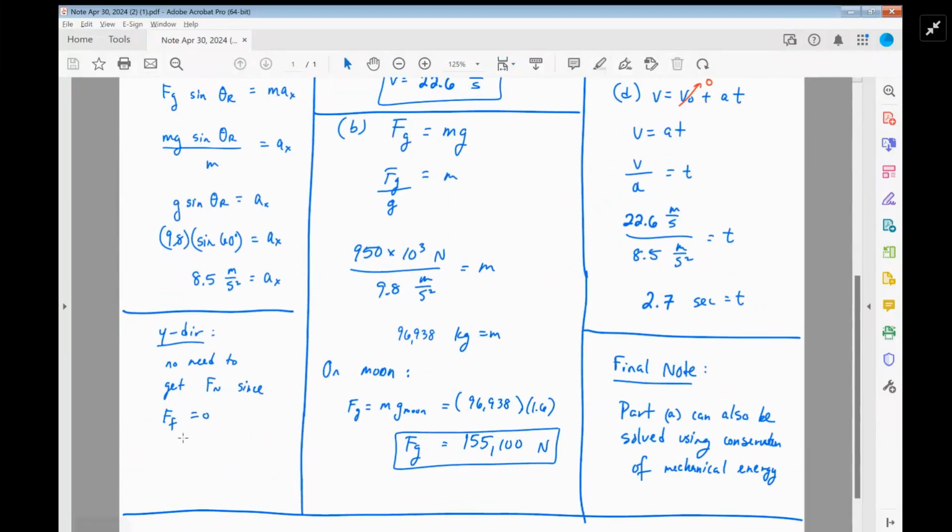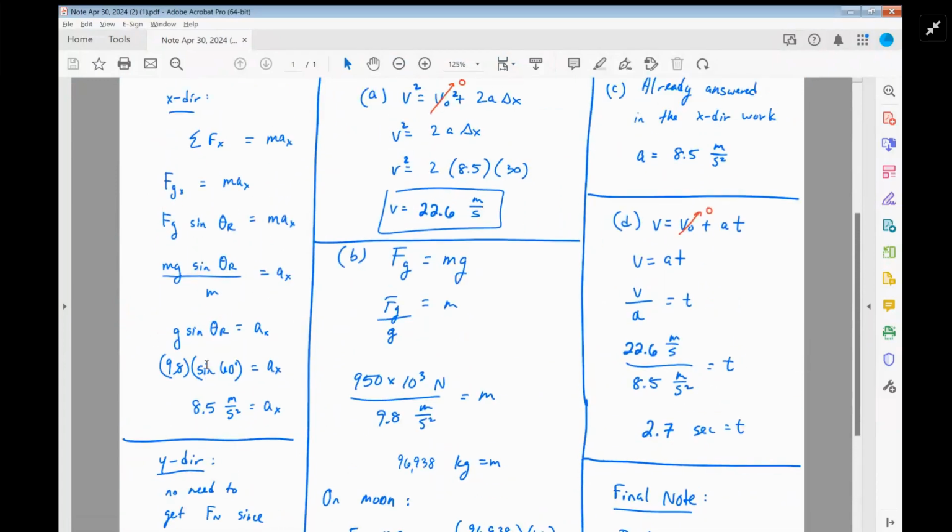The y direction we don't do anything with, because the y direction really only gives us Fn. And with Fn, we can use that to help with Ff. But since Ff is 0 in this problem, we don't have to worry about there being any sort of use for Fn. So no need to look at the y direction in this problem.